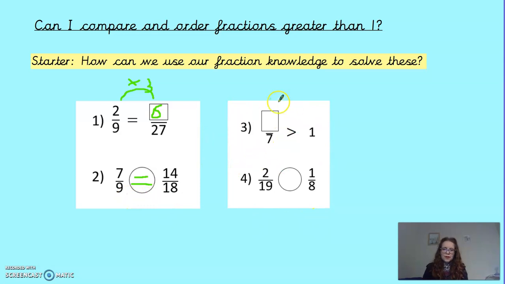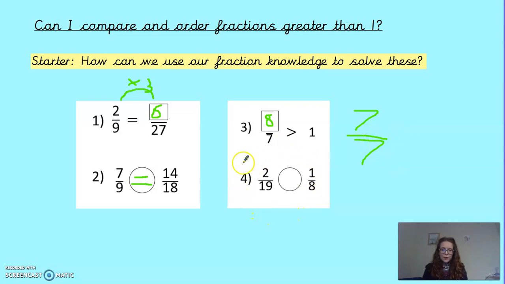Right, let's pop on over to question 3. Now this one says this fraction is greater than 1. What does that mean for this fraction? What must it be if it's greater than 1? Now, if this fraction was equivalent to 1, it would be 7/7, because that is the same as 1, but it's got to be greater than, which means it has to be an improper or top-heavy fraction, and that could have been 8/7, 9/7, it could have been 107/7, as long as it is greater than 7 and is an improper fraction.